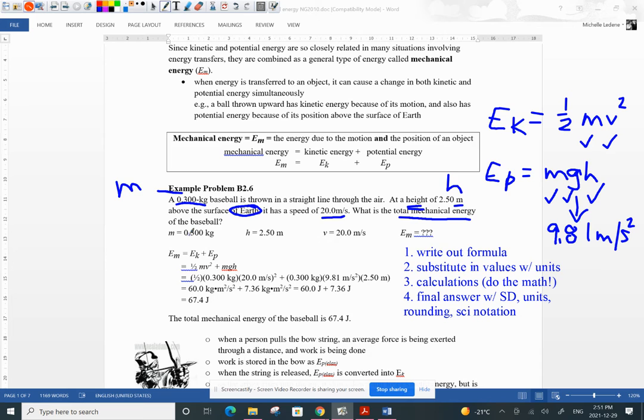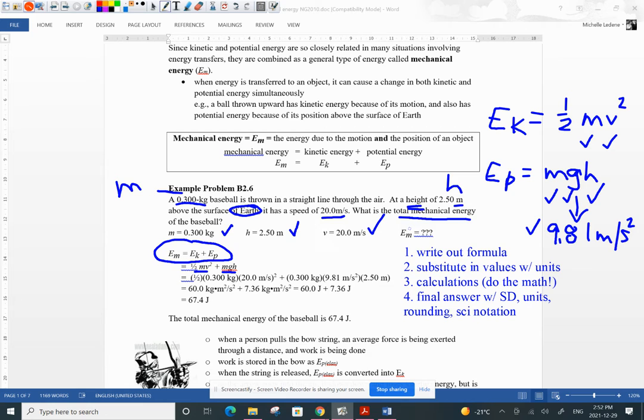So we've got our formula. EM, mechanical energy, is kinetic plus potential. If you want to write it EP plus EK, it doesn't matter the order. Do I know what EK is? I sure do. It's 1/2 mv squared. So I'm going to substitute that in. Do I know what potential energy is? I sure do. It's mgh. So I have everything, guys. I've got the mass, I have the height, I have the speed, and I know g. I can easily calculate EM.